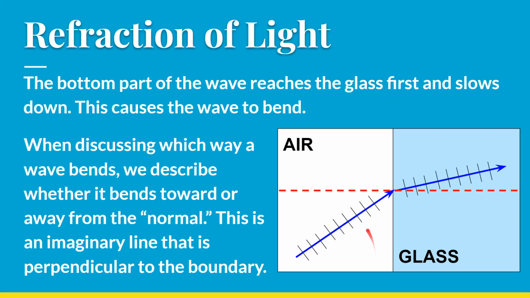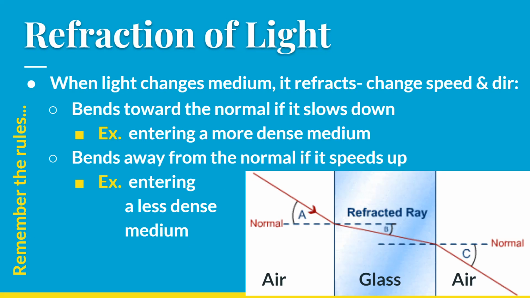But in this case, we would say that it bent toward the normal because it got closer to this line than it was originally. And so you do need to be able to describe which way something's going to bend, either away from or toward the normal. So here are the rules. You again may want to write down in your notes.